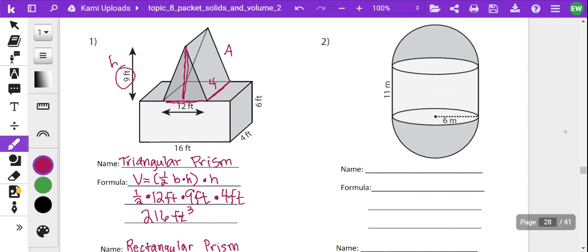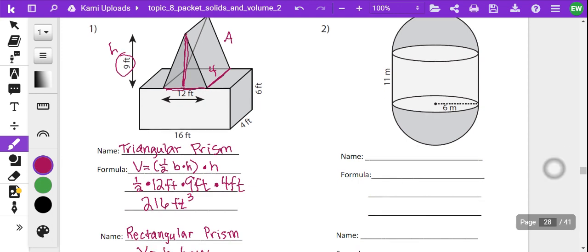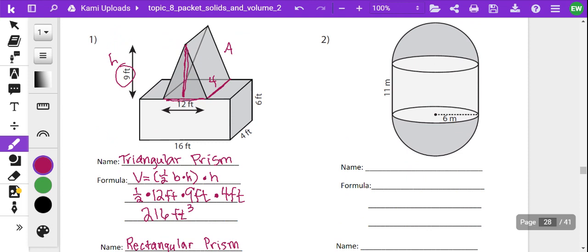All right, let's look at our next one. If I look at this, I see definitely a cylinder, and I see two hemispheres. The top and the bottom are two hemispheres. I want you to remember that a hemisphere equals 1/2 a sphere. So two hemispheres equals a full sphere. So we can consider that one sphere.